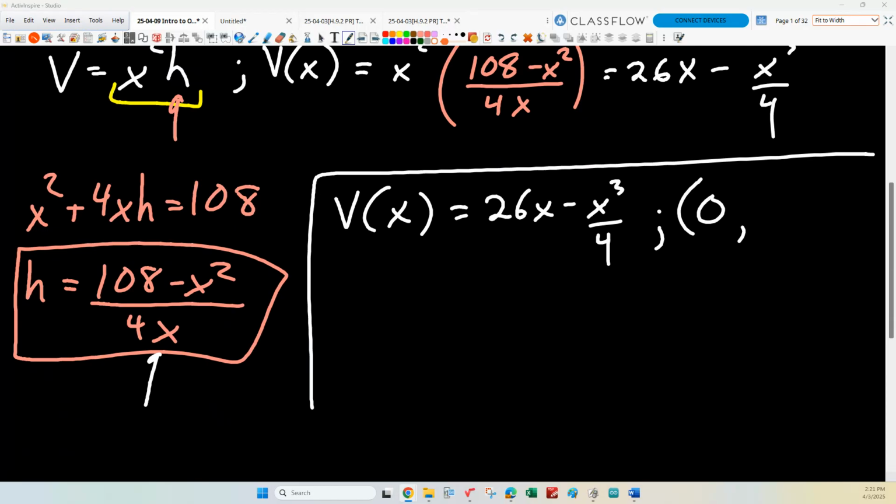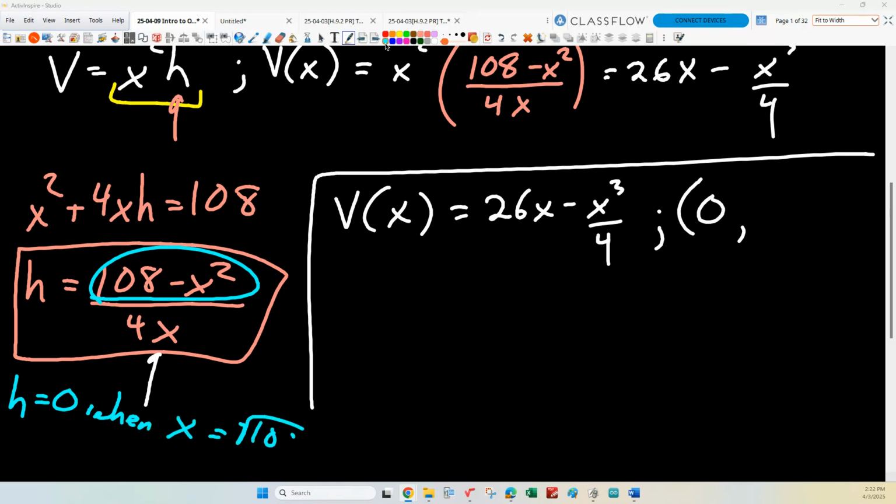But the height would go to 0 eventually as the base gets bigger and bigger, right? So look at this equation right here. What's the value of x that's going to make the height go to 0? Yeah, look right there. Everybody see that? Look at this expression on the top. Height equals 0 when x equals the square root of 108, right? Does that make sense? See where that's coming from?